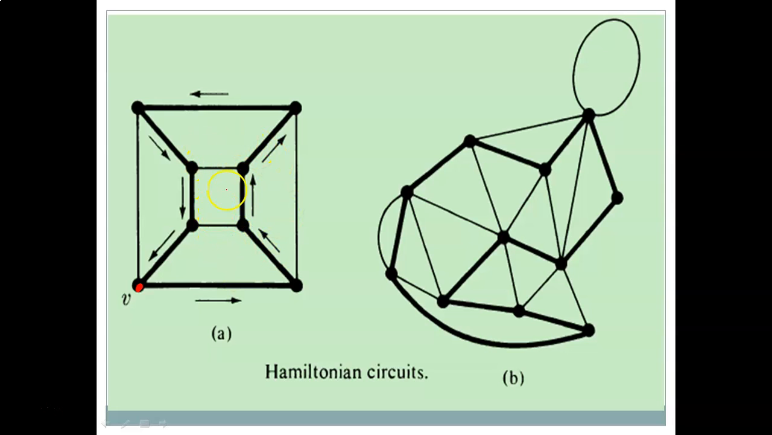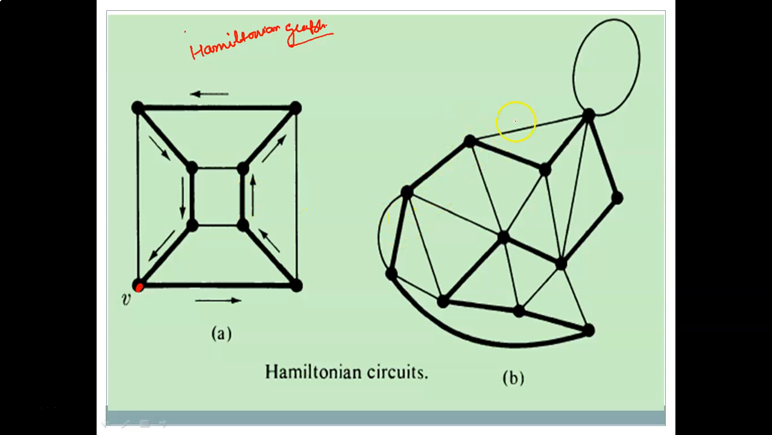Because this graph has a Hamiltonian circuit, such a graph is called a Hamiltonian graph. And remember, I shall write the definition in the subsequent slides. In fact, if in a Hamiltonian circuit I remove just one edge, then we are left with a Hamiltonian path.